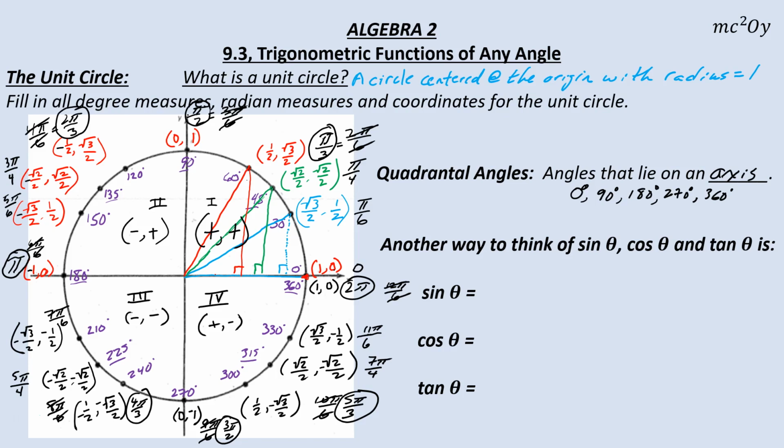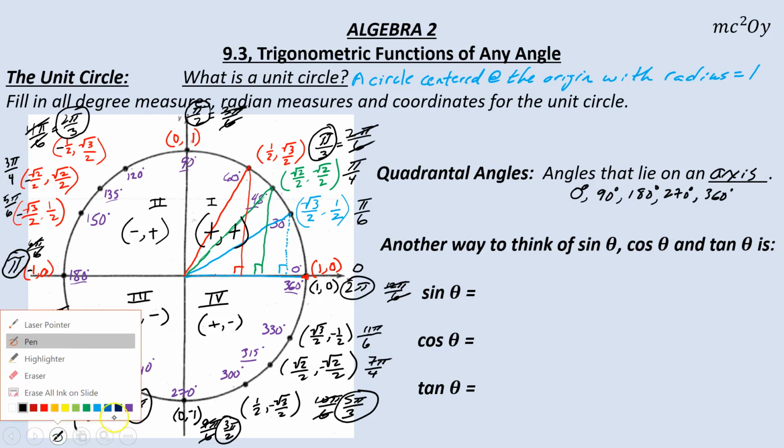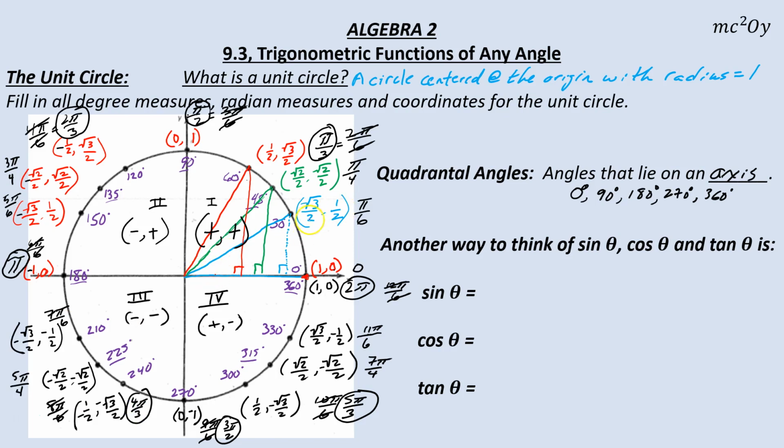Keep in mind another way to think of sine, cosine, and tangent. Remember, sine is always our length on y. So sine is always you can think of it as a y value, right? Sine is y over r, and when the radius is 1, it's y over 1, so sine theta is just y in the unit circle. And cosine is always x over r, and when r is 1, that just means x over 1, or in the unit circle, cosine is always x.